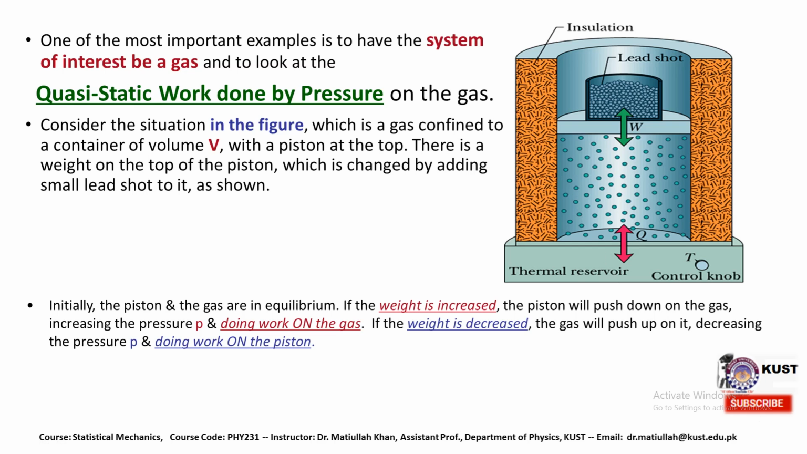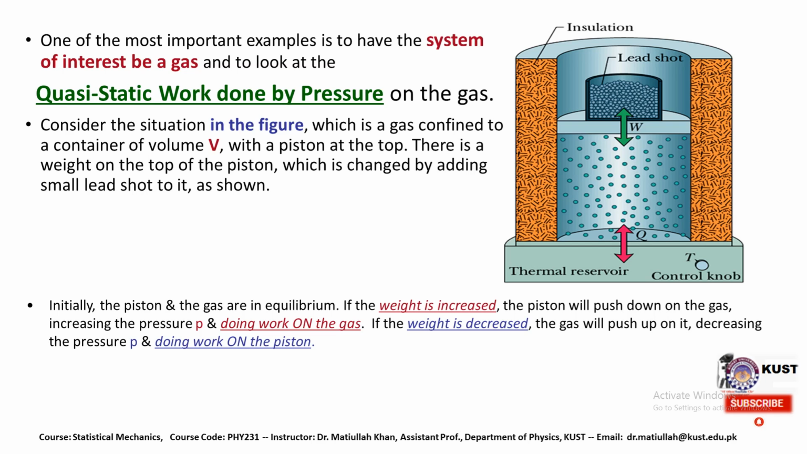So we need to understand the quasi-static work done by pressure on the gas. For this purpose we need to consider the situation that is presented here. In this, a gas is confined to a container. The volume of this container is V. The piston of this container is at the top of this cylinder, and there is a weight on the top of the piston which is changed by adding small lead rods to it. We can increase or decrease the magnitude of weight of the piston by increasing or decreasing the lead in it.